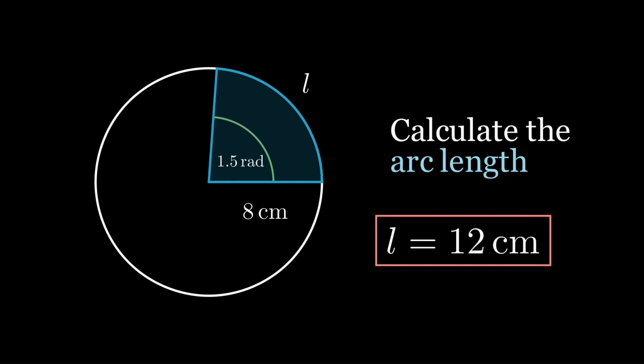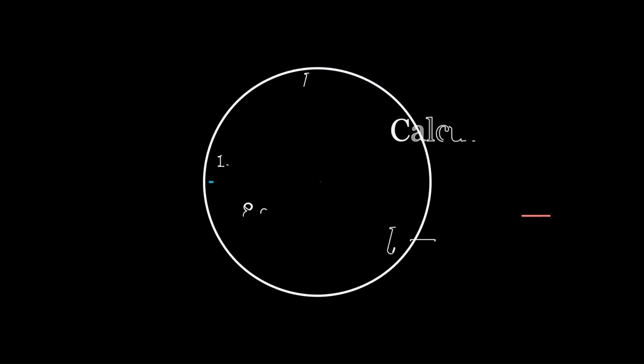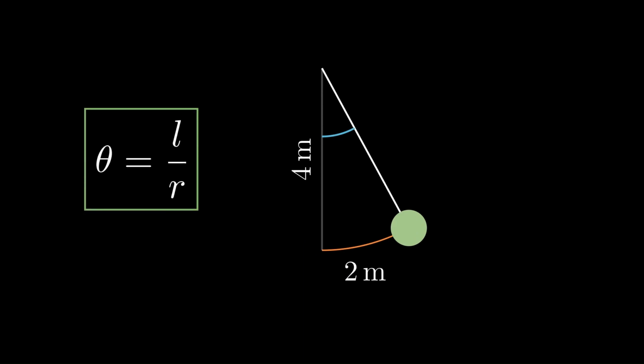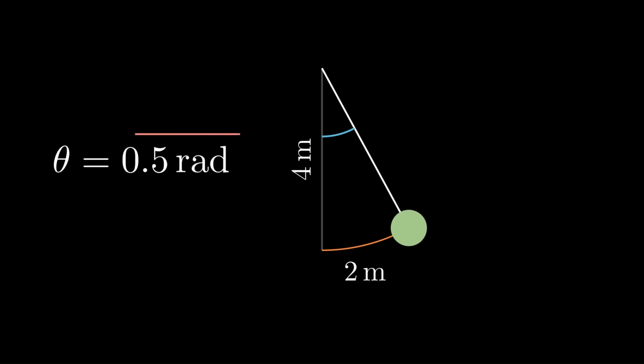In real-life applications, time becomes an important factor. Take, for example, a ball on the end of a string of length 4 meters. If the ball moves along a distance of 2 meters, using the formula from before, you could describe the angle created as 2 over 4, or 0.5 radians.